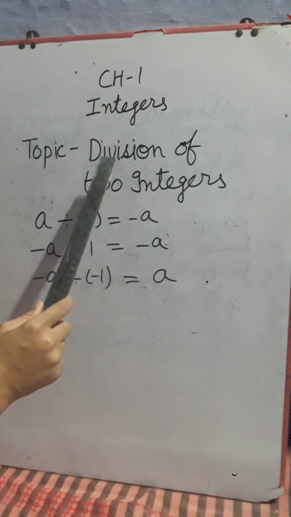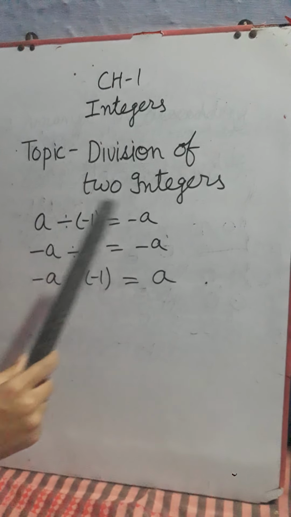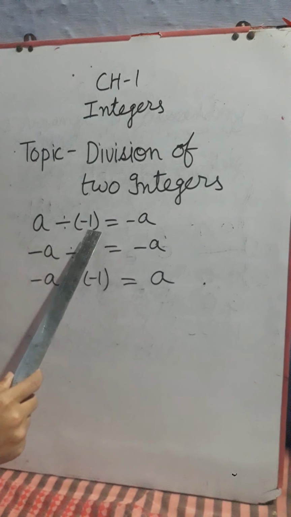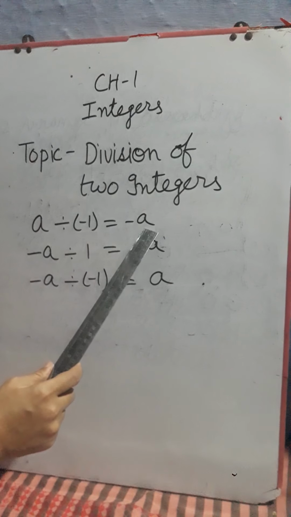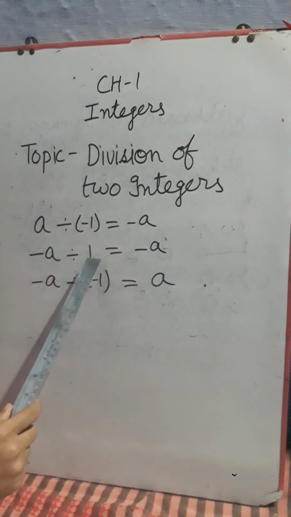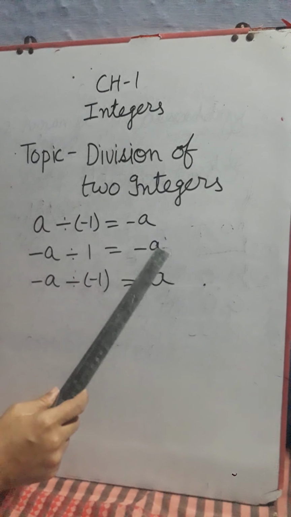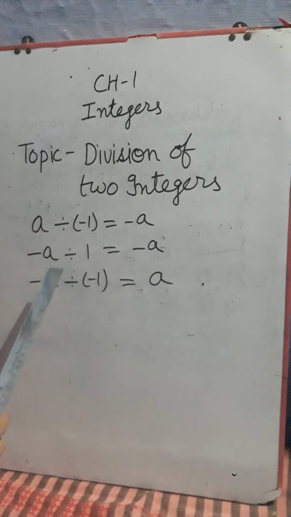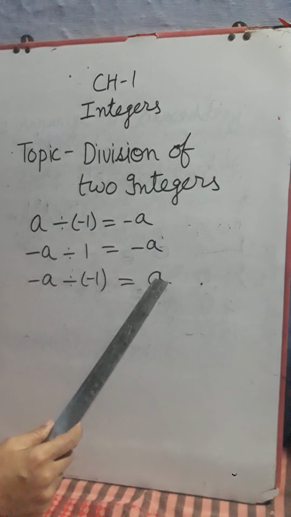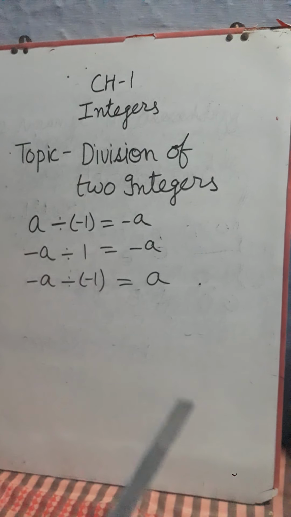If we divide two integers, there are some rules. If we divide a positive integer with a negative integer, we will get a negative integer. If we divide a negative integer with a positive integer, we will get a negative integer. If we divide a negative integer with a negative integer, we will get a positive integer.